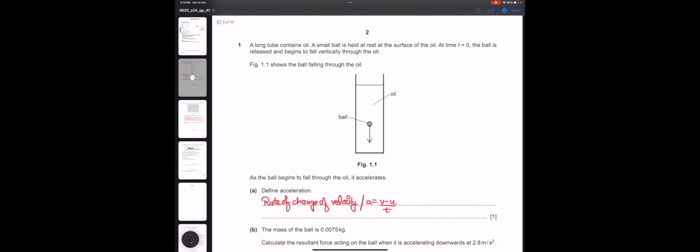The paper we are solving today is IGCSE Physics, May-June 2024, and this is the paper 41. Alright, now let's start with the first question. A long tube contains oil. A small ball is held at rest at the surface of the oil. At time t equals 0, the ball is released and begins to fall vertically through the oil.